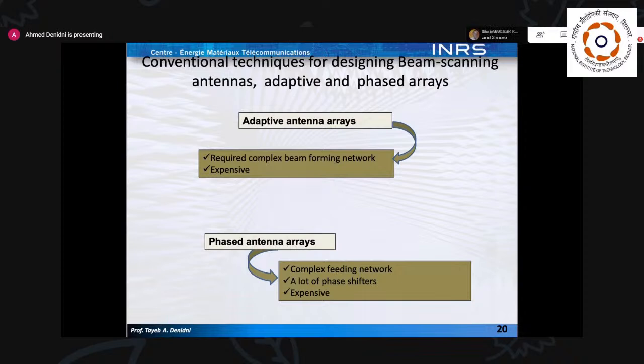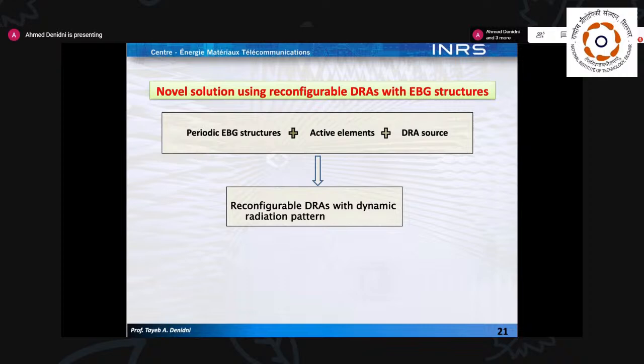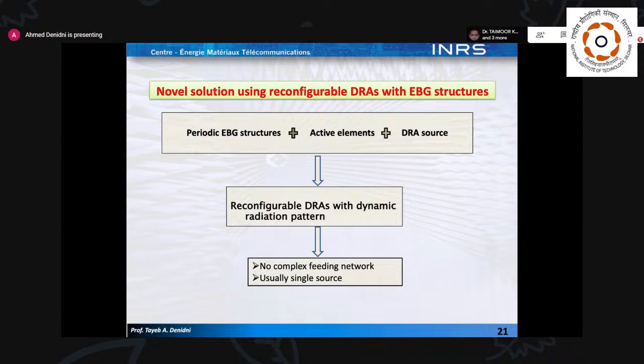To avoid this, we propose another solution: just to use a periodic electromagnetic band gap structure, one with active elements, together with a dielectric resonator. This means we use a single antenna, which is a dielectric resonator antenna, and we surround this dielectric resonator with an EBG structure. This solution becomes cheaper than the previous one, and we have only one feeding and one receiver. It is not complex in terms of feeding. But before speaking about this dielectric resonator with our reconfigurable pattern, I will give you an overview of the EBG structure that we use as a tool to control the radiation pattern of the dielectric resonator.